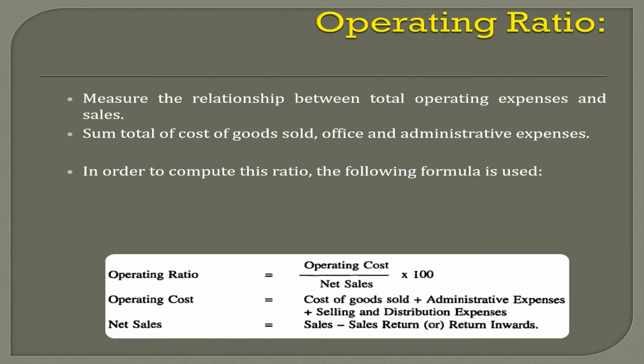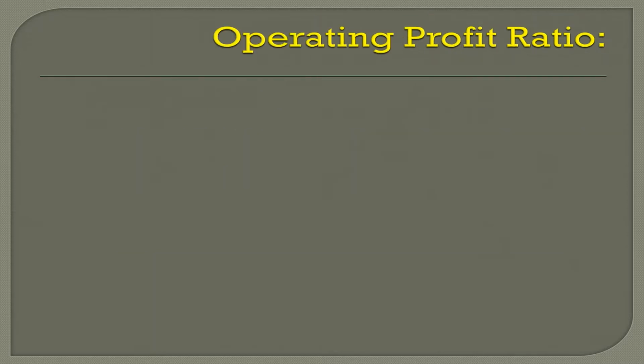Now, what is operating cost? Operating cost is equal to cost of goods sold plus administrative expenses plus selling and distribution expenses. And we have already discussed the formula for net sales, which is equal to sales minus sales return. Third one is operating profit ratio.